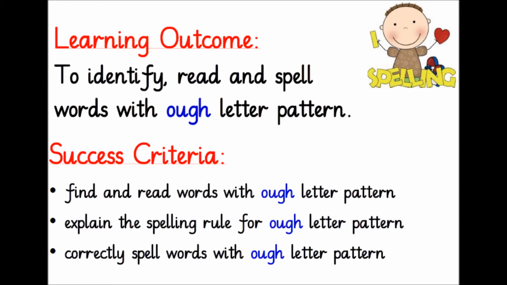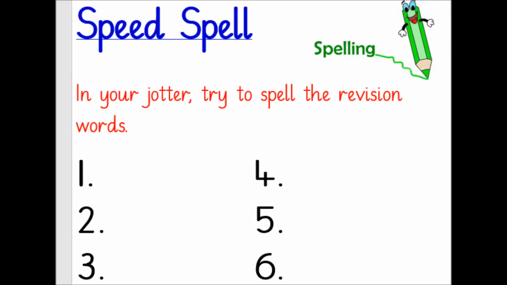But first of all, let's do speed spell. So, number one, caught. This is, remember, the previous letter pattern. Caught. I caught my finger in the door. Ouch. Caught. Number two, laughter. I could hear laughter through the window. Laughter.